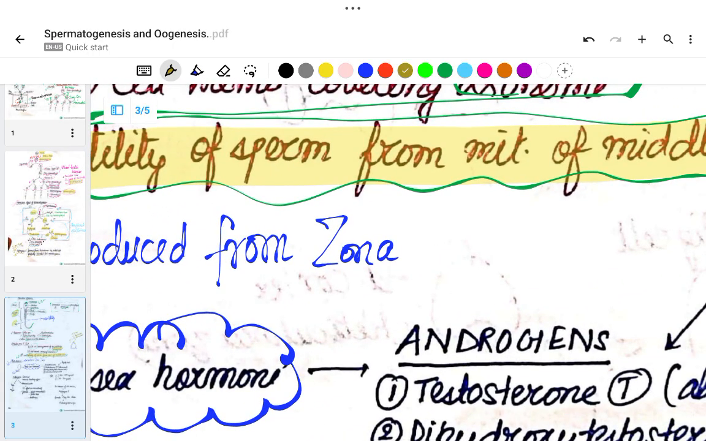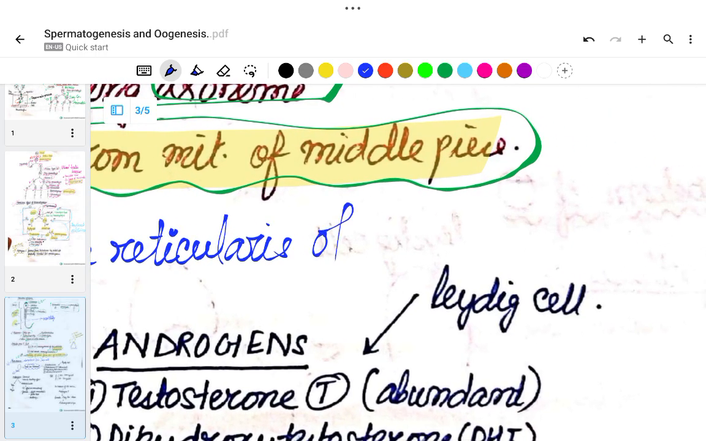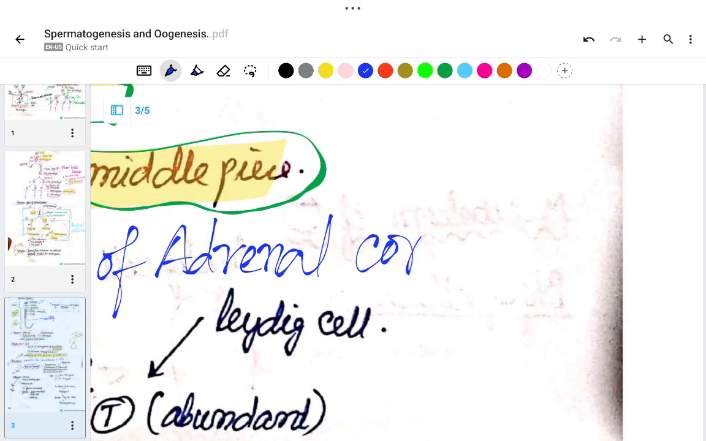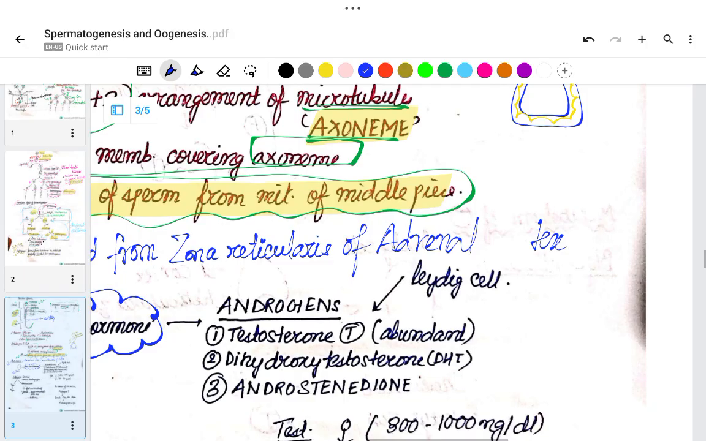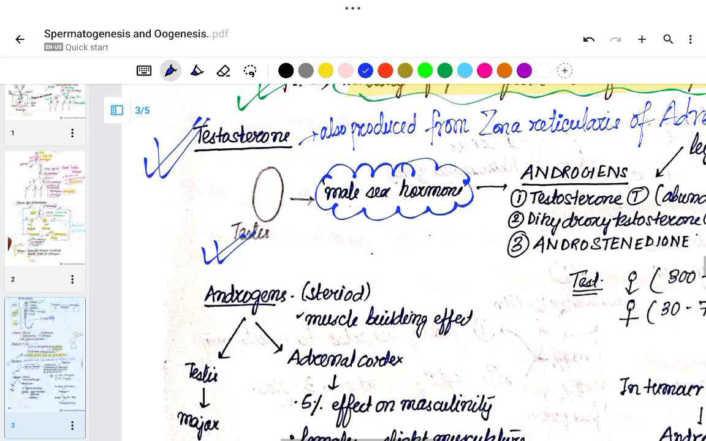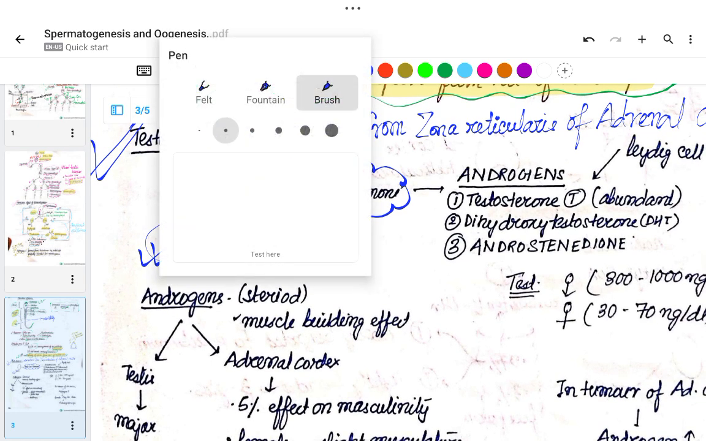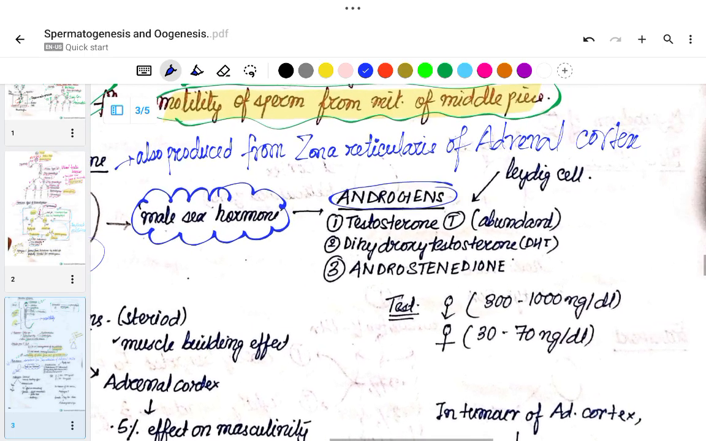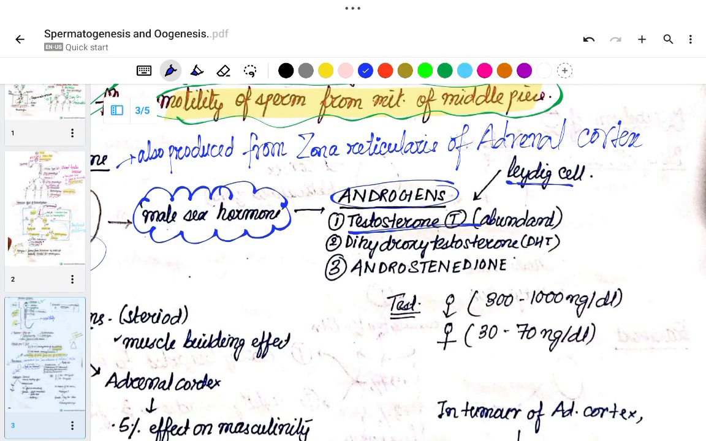So testosterone is also produced by the zona reticularis of the adrenal cortex. In males, it is mainly from the testis. Androgens come from Leydig cells: testosterone, dihydrotestosterone and androstenedione.